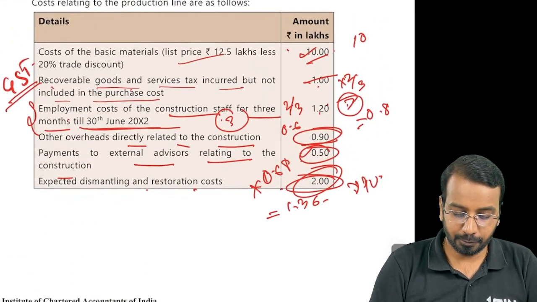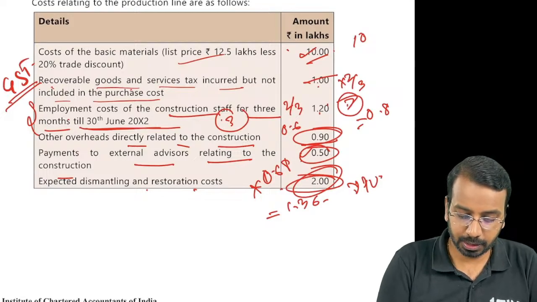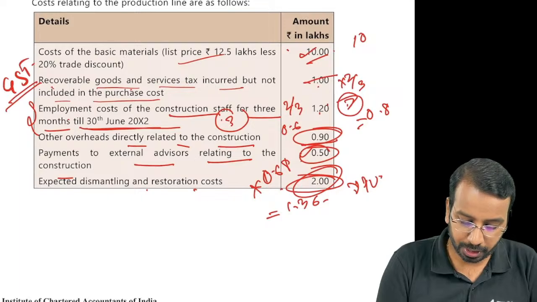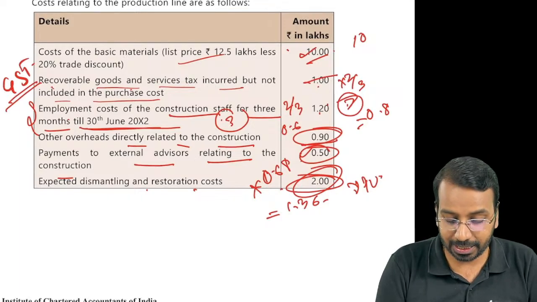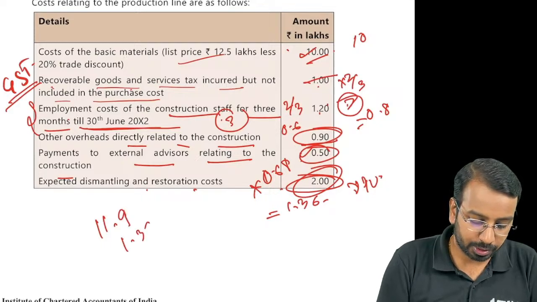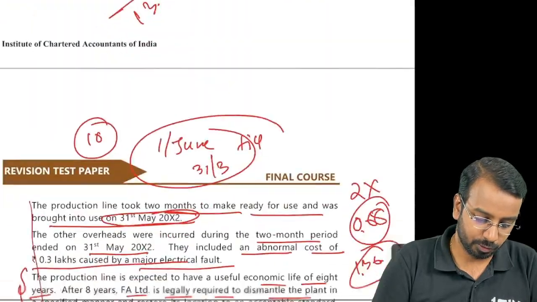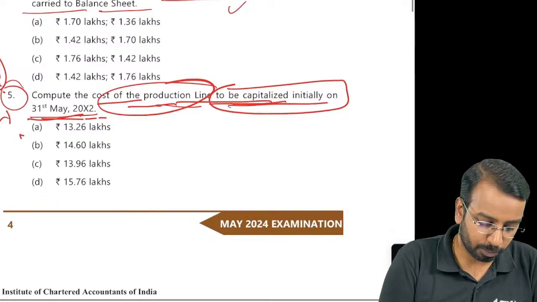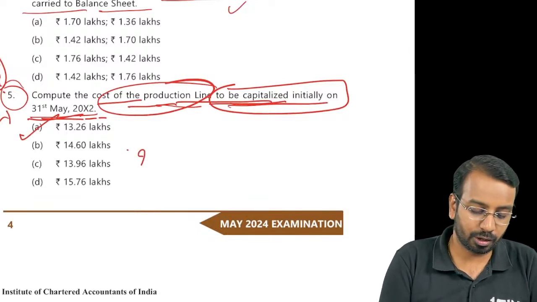So 10 plus 0.8, 10.8 plus 0.6, 11.4, 11.4 plus 0.5, 11.9, 11.9 plus 1.36. If I do 12, 13, 13.26 is the answer. So the fifth question, the answer is option number A, 13.26. So here also you can score 2 marks.